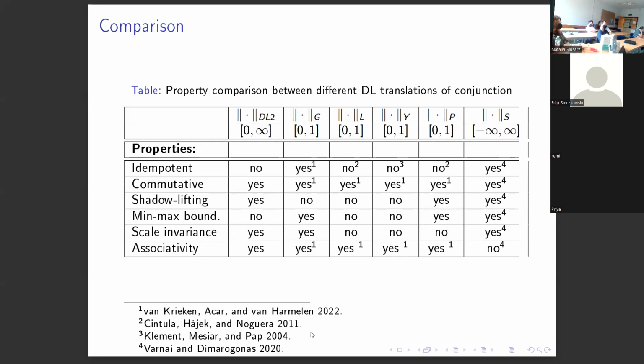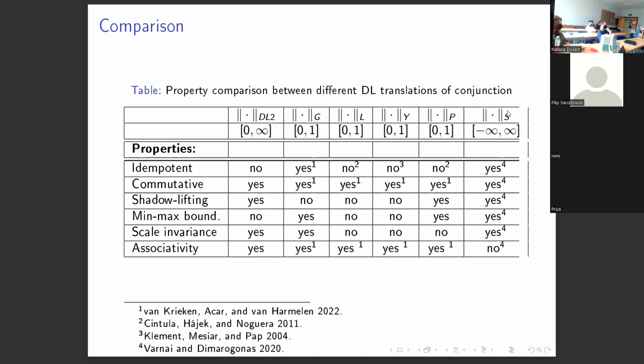And now comes the comparison of all the functions. So let's go through what's actually in the table. We've got the first column, which is the DL2 translation. We've got all the 4 fuzzy logic translations, Gödel, Łukasiewicz, Jaeger, and product. And we've got our STL translation. We've got their domains and we've got the properties. If they have a number, that's just notation for me that this was proved and discussed in the paper.